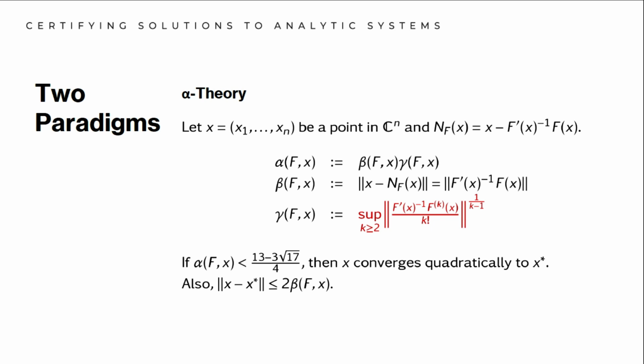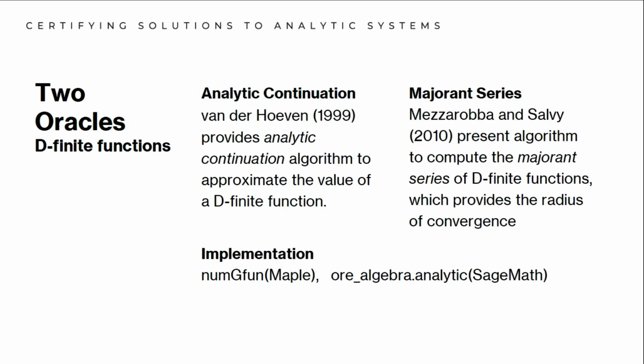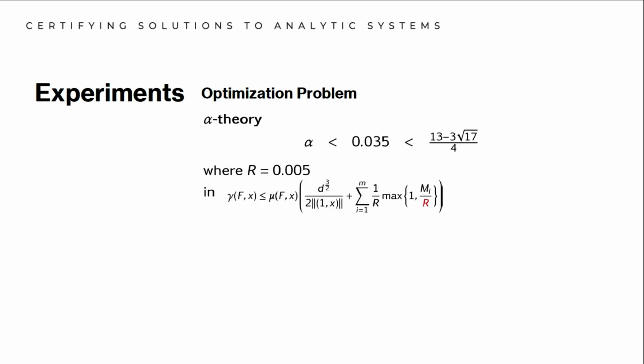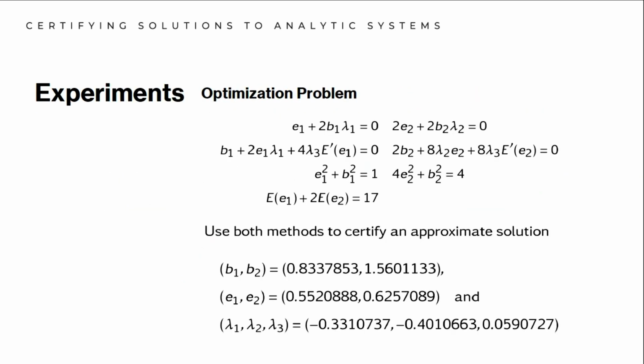Right. So did you certify? Did you succeed to certify using alpha theory? Yes. And what was the number you picked? I mean, you have to have an approximate solution. Right. And how approximate do you have it? This is the approximate solution that we used.